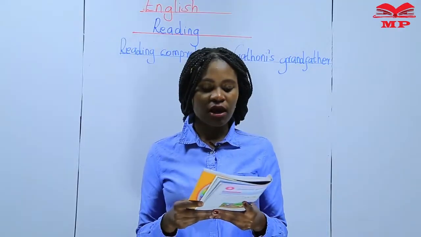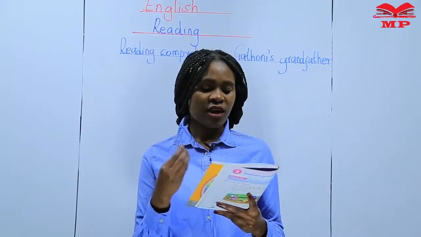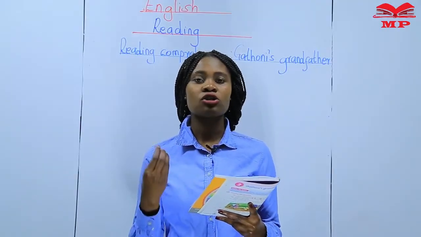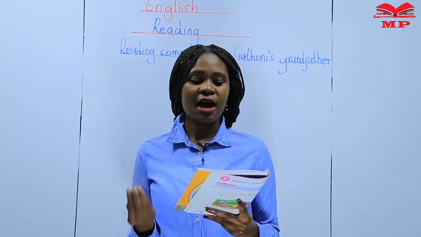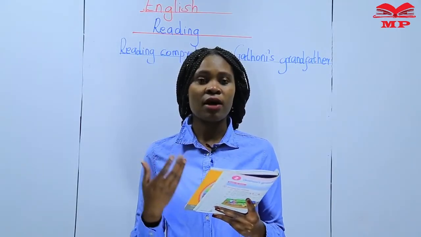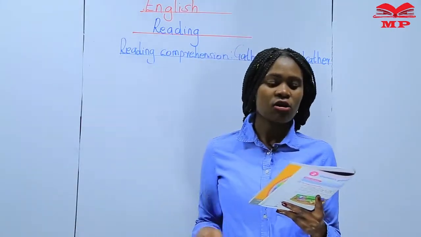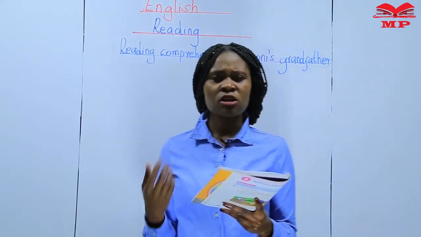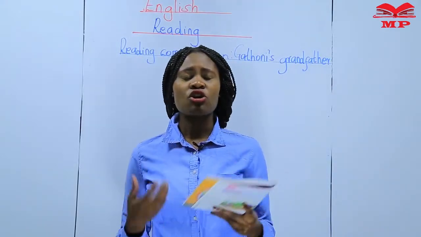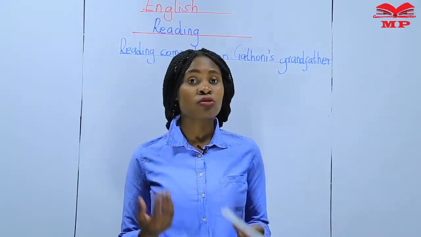She had never met her grandparents. Now, in the first part of the story, we are introduced to Gathoni's family. The writer is telling us Gathoni came from a large family where she had brothers, sisters, uncles, aunts and cousins. But Gathoni did not have grandparents.